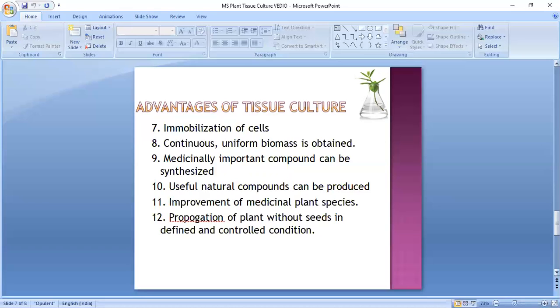The further required slides for further information are there, and the advantages are like it can be revived from time to time.